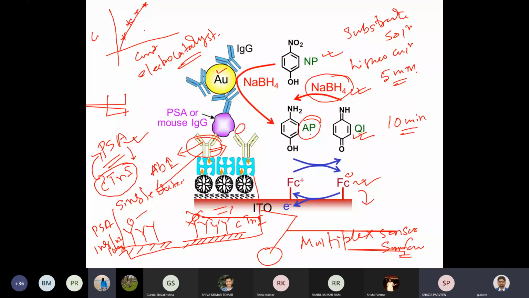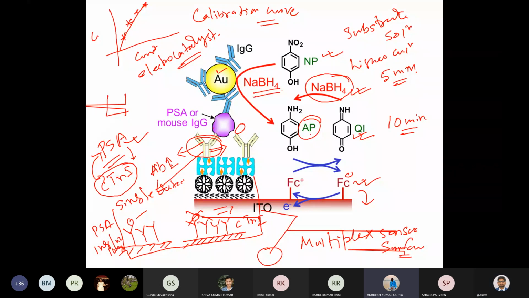So before going to the unknown concentration, in your hand, you will have a calibration. Sir, I have a question. Okay, please ask. Sir, you are showing that the NP is converted into AP in the presence of sodium borohydride. Yes. So, sir, there is an increment of 2 hydrogen molecules in this reaction.